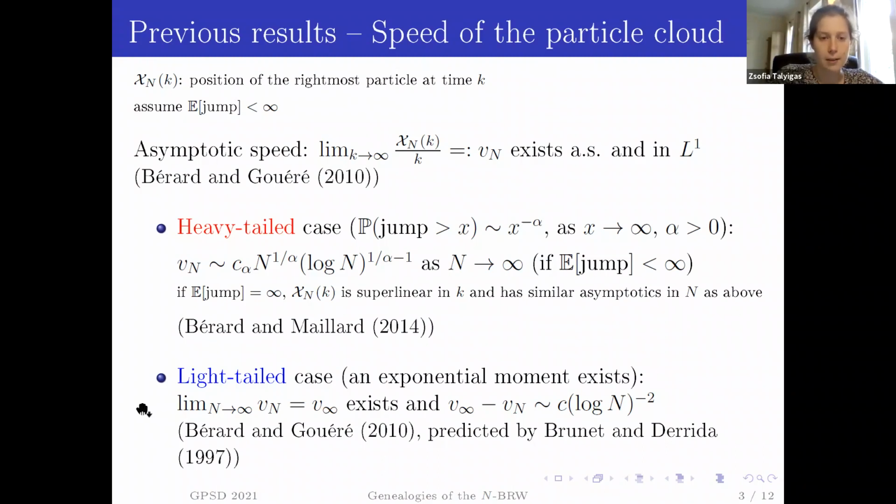So this finite limiting speed in the light-tailed case is a very, very different behavior from the one in the heavy-tailed case, where, as I said, the asymptotic speed diverges as n goes to infinity. Okay, so these were some important previous results.